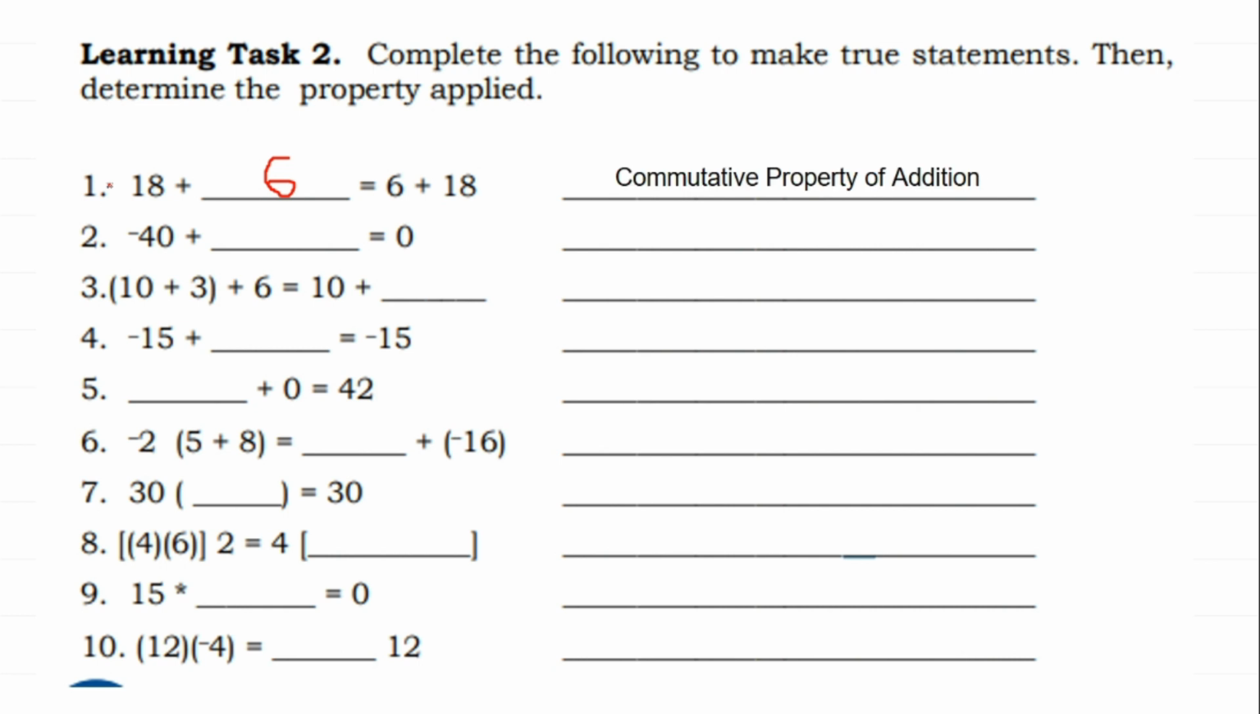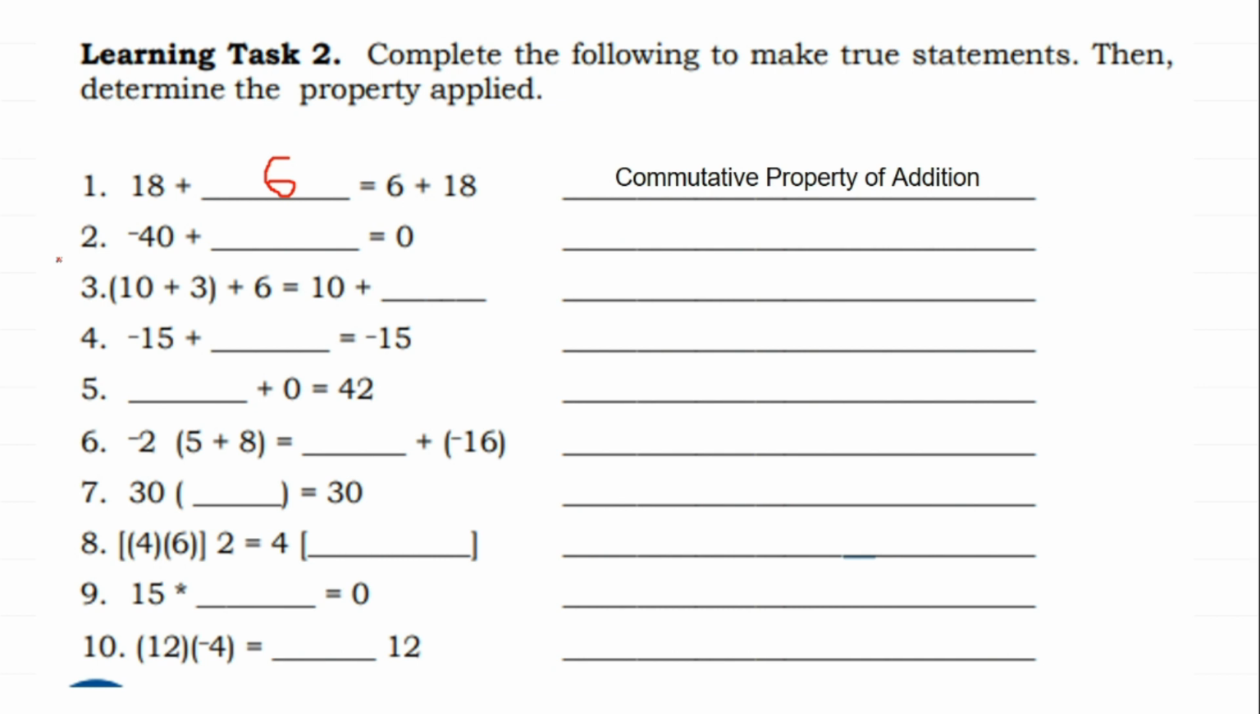Therefore, ang in-apply natin ditong property is the commutative property of addition. Kasi sabi doon, na kahit daw maiba yung order of our addends, still, pareho yung makukuha natin na sum. Just like here, nauna dito si 18 kaysa sa kay 6, pero ang sagot pa rin is 24. At sa kabila naman, nauna si 6 kaysa kay 18, pero nakakuha pa rin tayo ng sagot na 24. Okay? Next, number 2 naman.